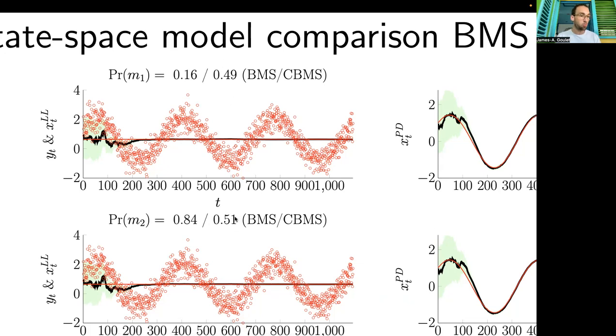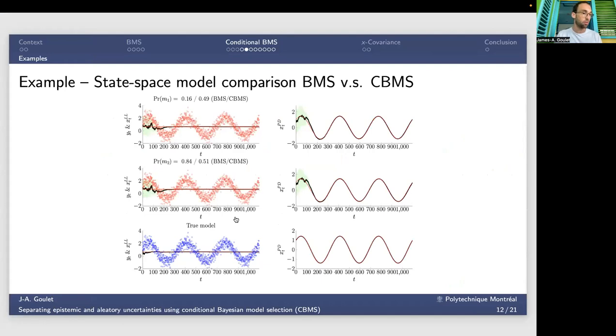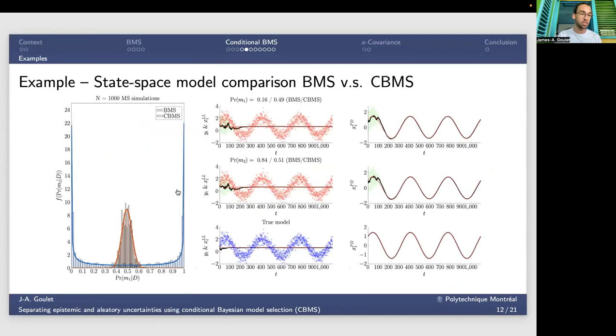Okay, so we had a 0.5, 0.5 we were looking for. Again, I repeat 1,000 times. This is what we have. Bayesian model selection is what we have in blue, the same as I presented before. Conditional Bayesian model selection is the curve in red here. So you see that it goes around that 0.5.